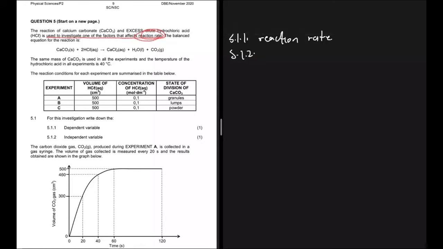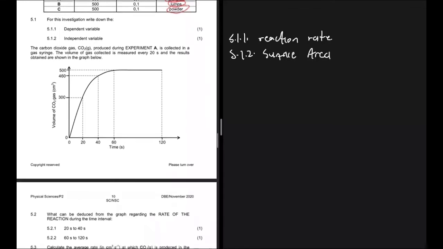5.1.2 says what is the independent variable. So the independent variable is more like, what are we changing to investigate that which we're investigating? If you look at our table, in experiment A, we used granules of calcium carbonate, and then for experiment B we used lumps, and for experiment C we used a powder, right? So the independent variable here is the surface area, because it's what we're changing to determine its effect on reaction rate.